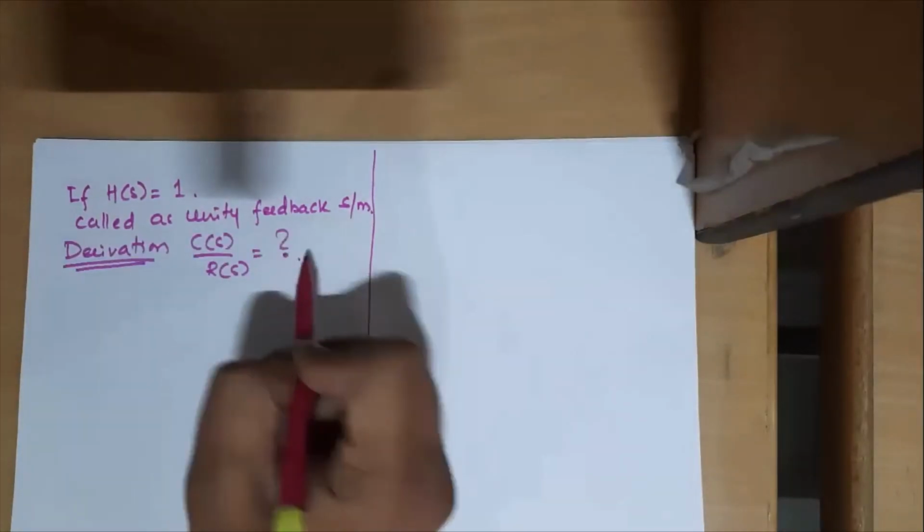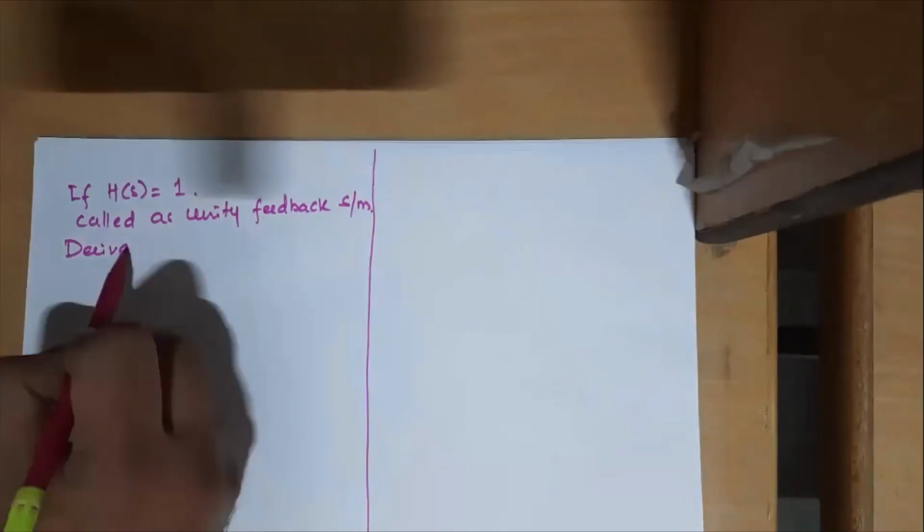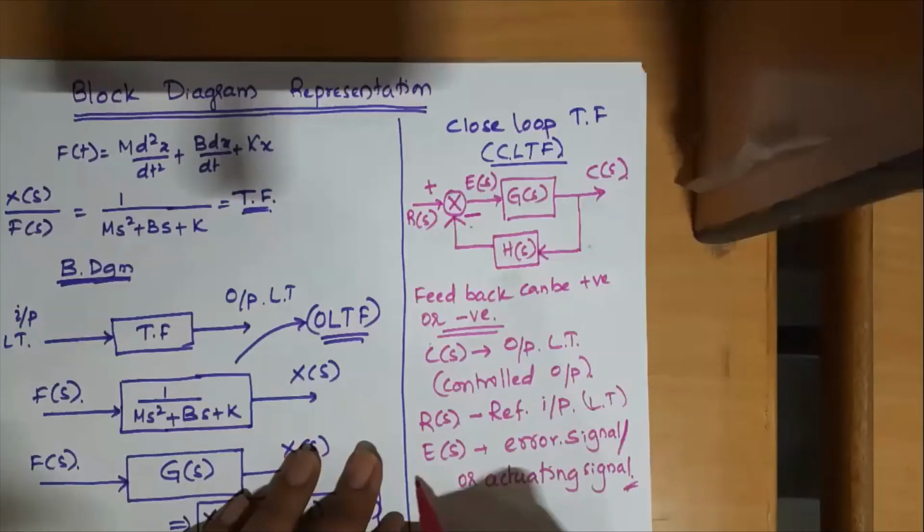Next, what is C of S by R of S? I request everyone to take this diagram. We'll make a small derivation. So please take this closed loop block diagram. Somebody please remind me at 5:10. Okay, I will be continuing. Take this block diagram, please. We are going to make a small derivation now.